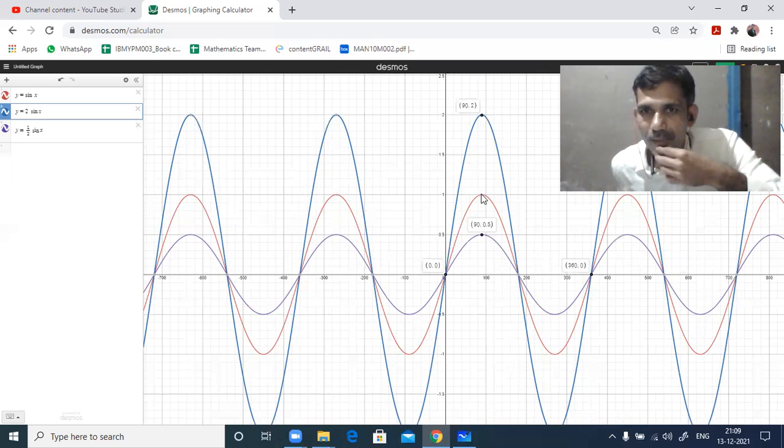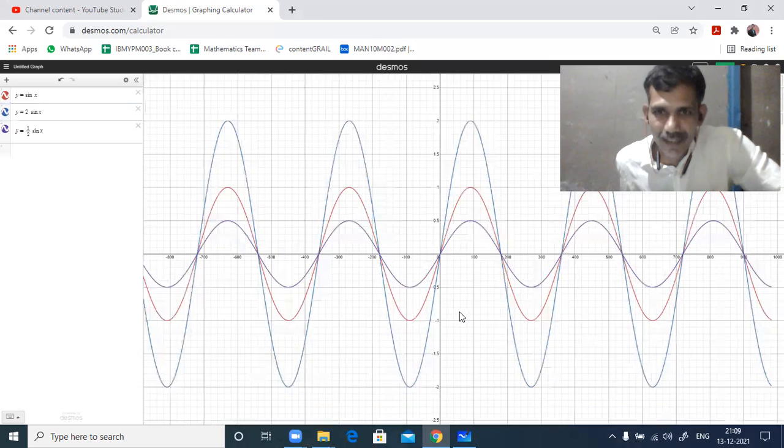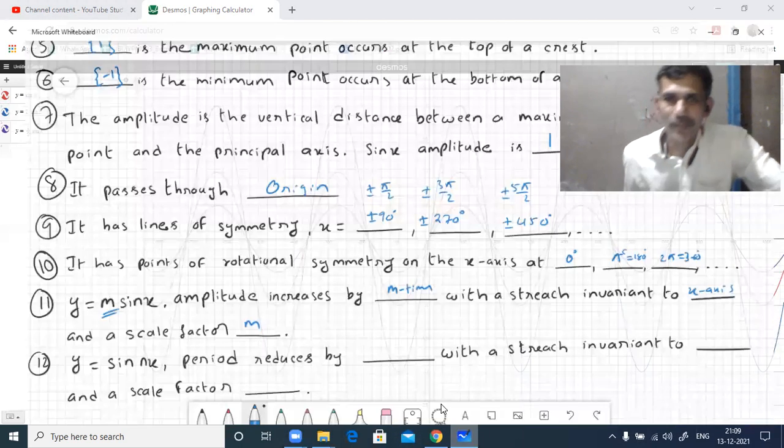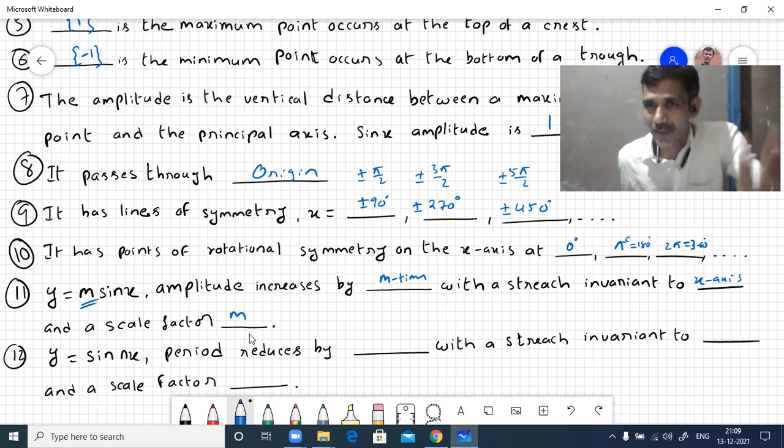If that is multiplied with 2, it is increased by 2 times. If it is multiplied with half, it is reduced by 2 times. X coordinates remain the same, see, invariant to x axis. Only the y coordinate will change. So finally, what have we observed? If you multiply with some constant, the amplitude will increase, invariant to x axis with a scale factor m. This transformation will happen.